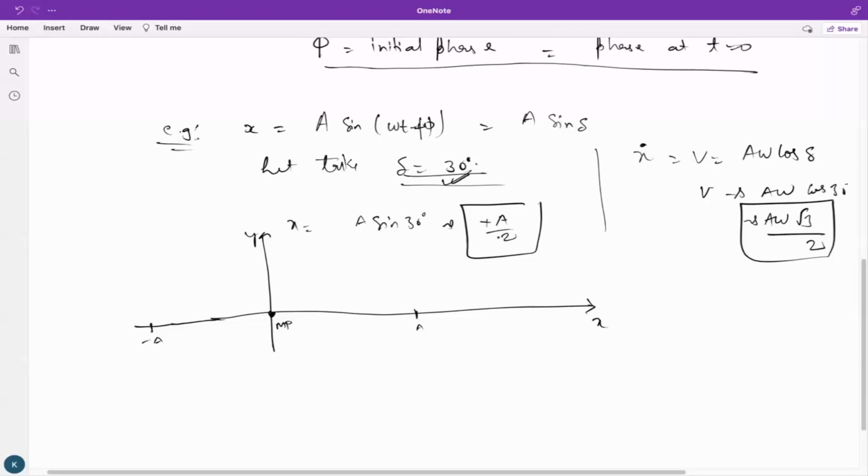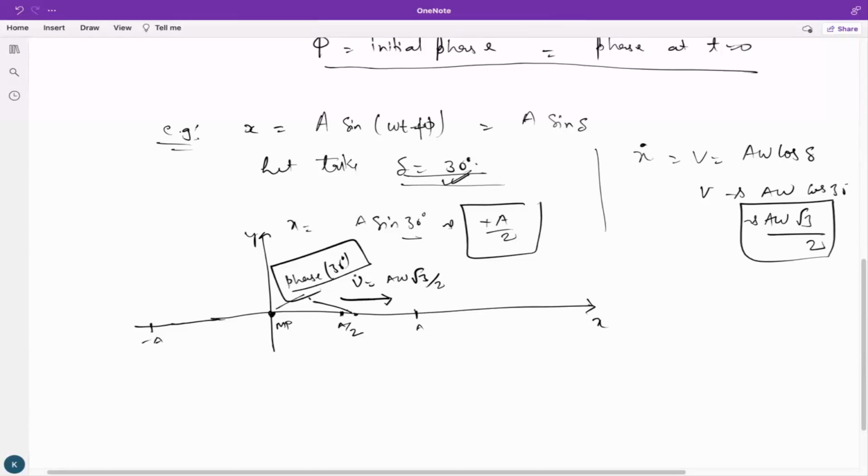Okay, so at the some angle which is at 30 degree, it's actually in the positive direction. So I'm just considering there a by 2, and our velocity is also in the positive direction. So our particle is actually going in this direction, with velocity equal to a omega root 3 by 2, and there is the particle, and at that moment the velocity of the particle is a omega root 3 by 2, and here the phase is 30 degrees. I hope it will be clear to all of you, right?